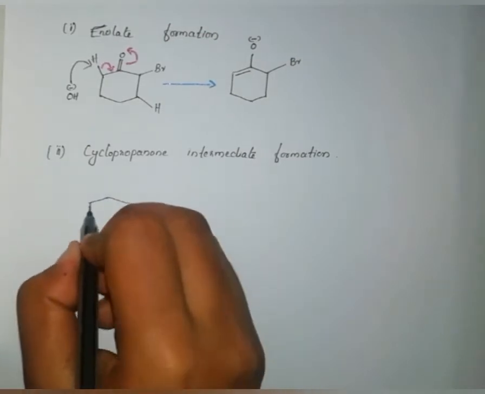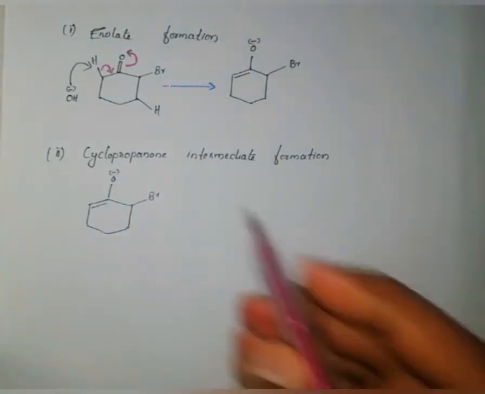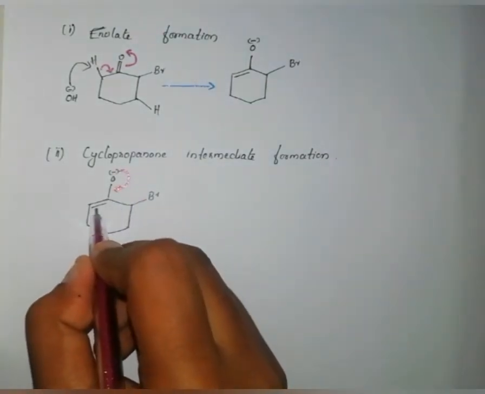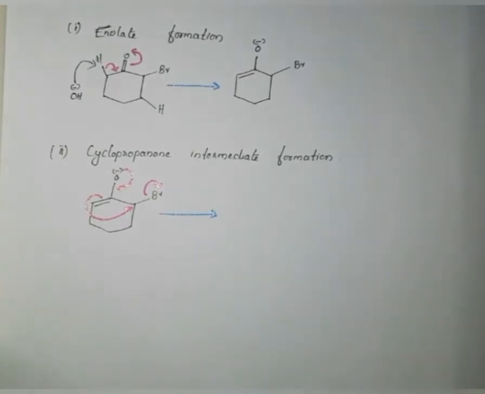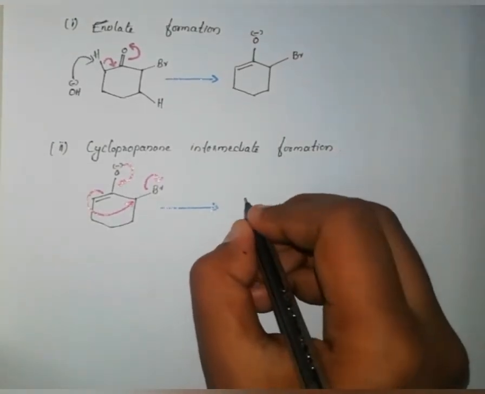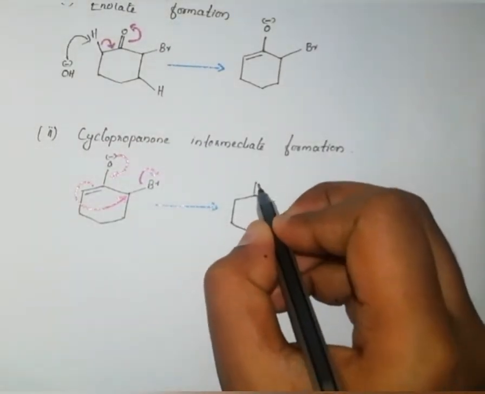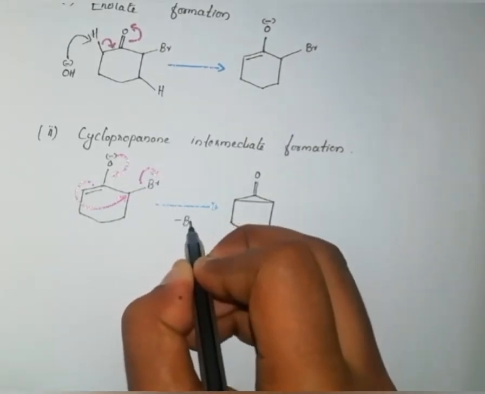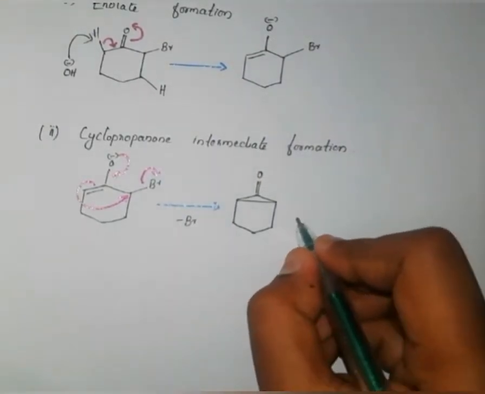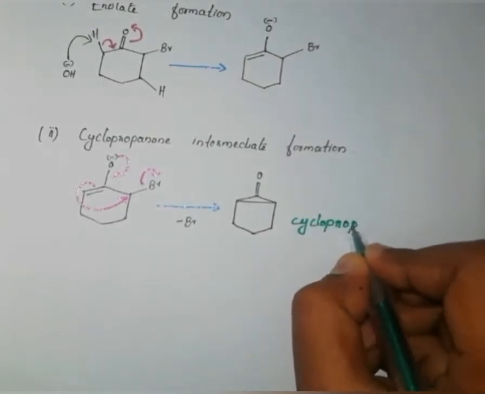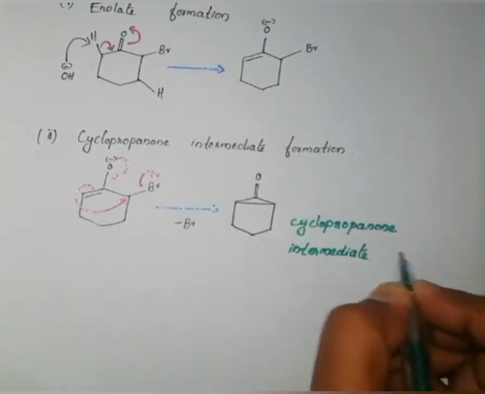Here this is the enolate, and here this bond shifted to this side, and from here this bond is shifted to this side, and the bromine gets eliminated, and this becomes the cyclopropanone intermediate.